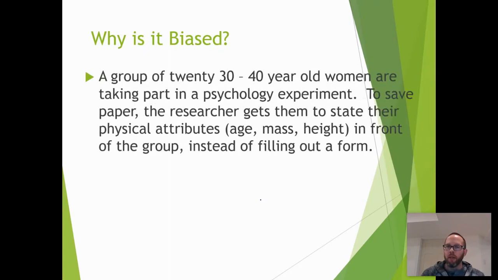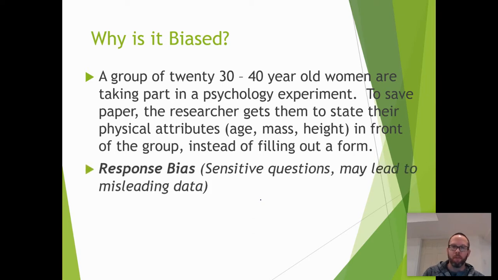Next one, a group of 30 to 40-year-old women are taking part in a psychology experiment. To save paper, the researcher gets them to state their physical attributes, their age, their mass, their height, in front of the group instead of filling out a form. Think about what type of bias this is. If you said response bias, you'd be right. These are sensitive questions, and they're not keeping things anonymous. Maybe if you were writing these down anonymously, so people wouldn't know. But if other people are going to hear you say your weight, your age, that could definitely get awkward and lead to some people not telling the truth or just refusing to respond.